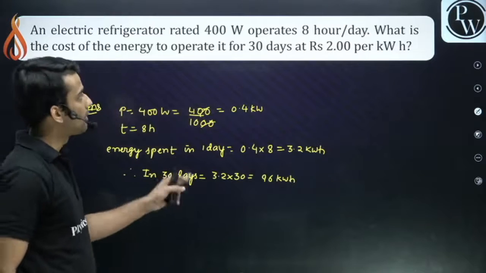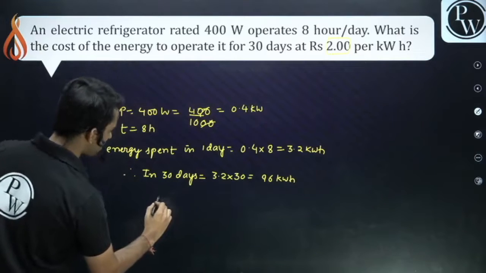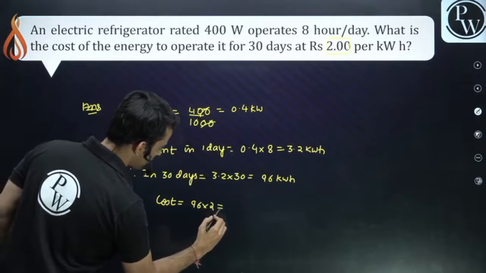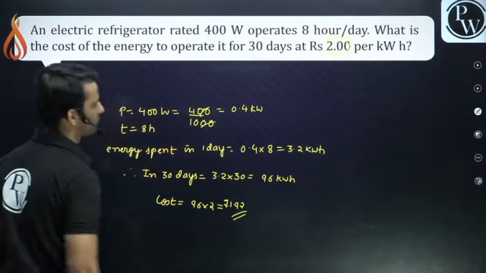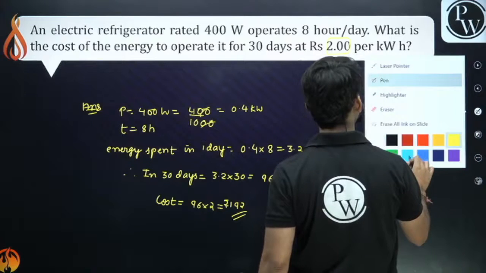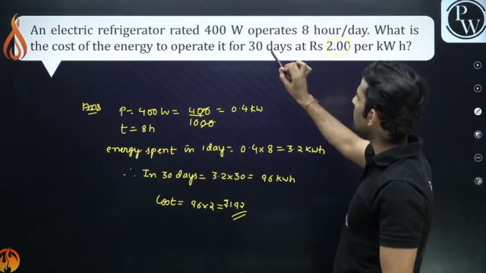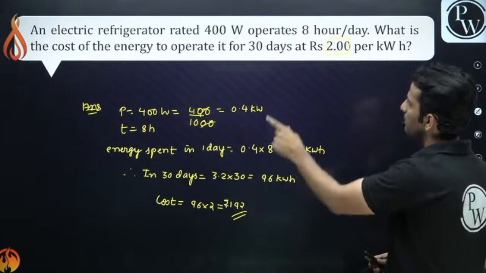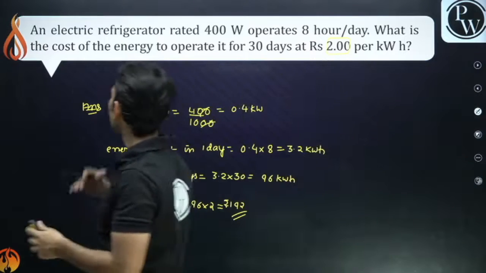For 30 days. What is the cost of 1 kilowatt hour? 2 rupees. So how much is the cost, guys, of electrical energy? 96 into 2. So it is 192 rupees. So this is the cost for it. You have to calculate energy spent in 1 day, which is 8 hour, then calculate energy spent in 30 days, multiply it by 30, then multiply it by 2, the cost per kilowatt hour. So this is the amount of bill you will be getting.